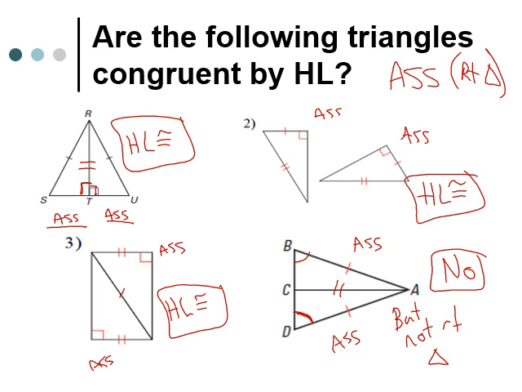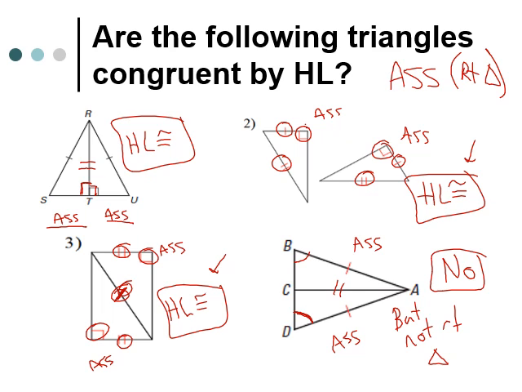Number 2, these are both right triangles. They are both angle, side, side, angle, side, side. So it is also HL for number 2. Number 3, you can mark the reflexive property. They share that middle side there. Again, they're right triangles and it's the pattern angle, side, side, angle, side, side. So it's HL again.